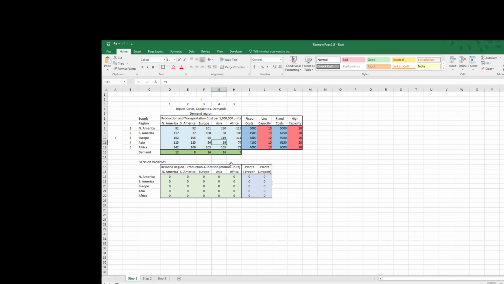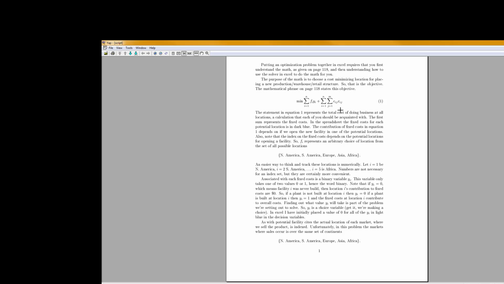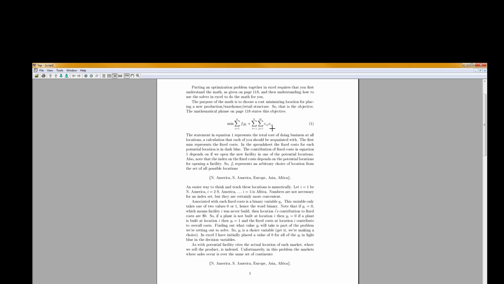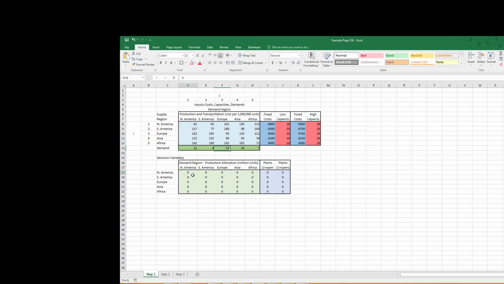We are trying to figure out how much to produce in facility i and ship to market j. This is x sub ij. It is another decision variable. Excel will help us make this decision. So I have listed all potential x sub ij's, and I have set them equal to 0. It's going to start at 0, and then Excel is going to work to decide how much to produce at each operating facility.